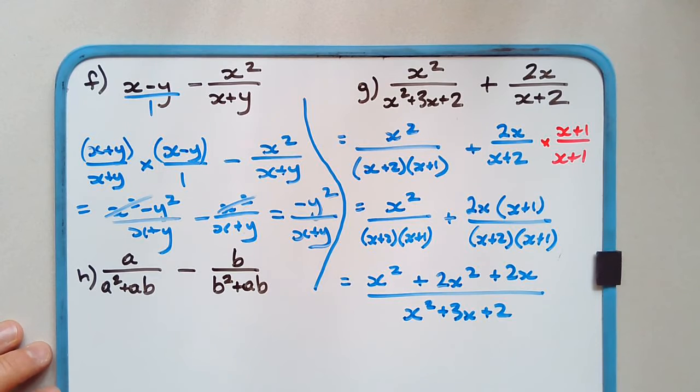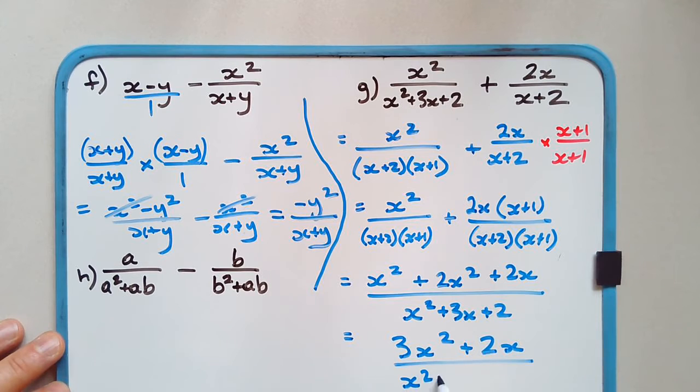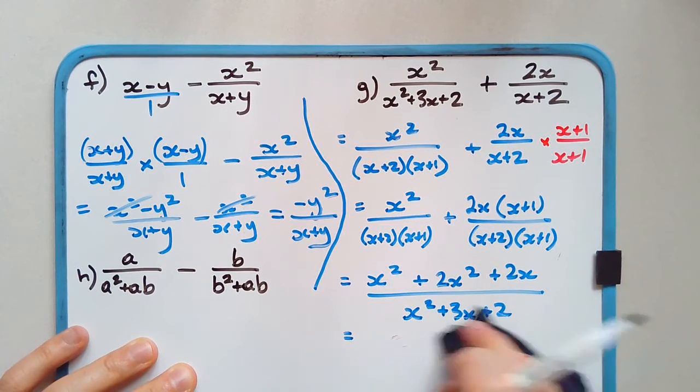I don't think there's anything there that we can cross out. So let's have a look. That's going to give us, no, it won't actually. So we get 3x squared plus 2x over, let's have a look here, x squared plus 3x plus 2. Okay. We could factorize out the x, I guess. If you want to express it in fully factored form, let's leave it in fully factored form, in fact.